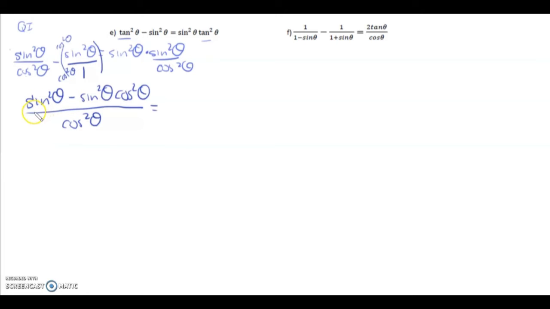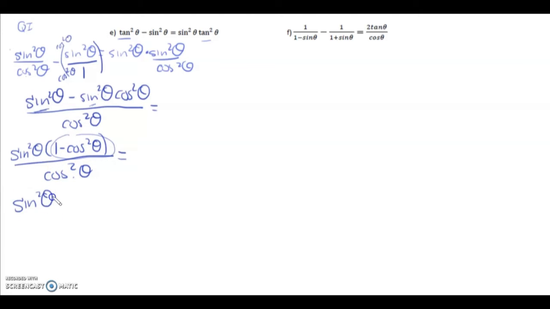Okay, so what I'm going to do is factor out sine squared theta. When I factor sine squared theta out of these two terms in the numerator, I get 1 minus cos squared theta, all over cos squared theta. Okay, so this is looking more like this. So I have a sine squared theta, I have the same denominator. Now, for this part, I'm going to use the Pythagorean identity, and I know that 1 minus cos squared theta is just sine squared theta. So I'm going to go ahead and sub that in.